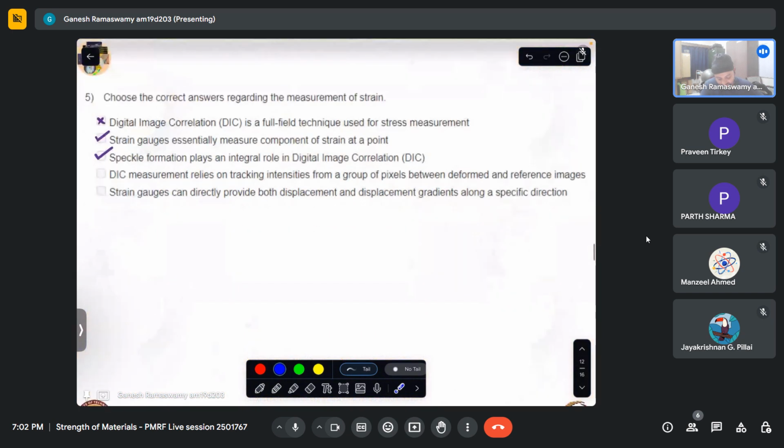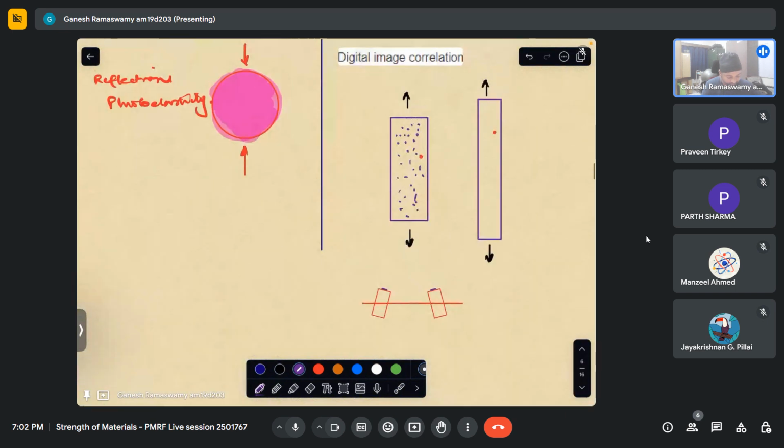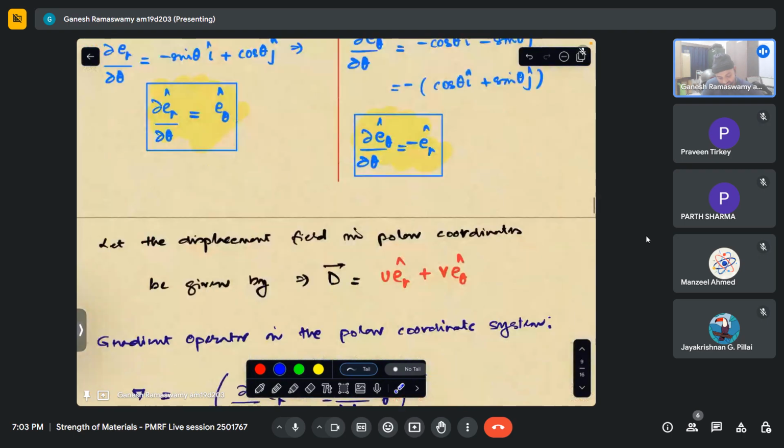DIC measurement relies on tracking intensities from a group of pixels between deformed and reference images. So in the context of our previous discussion, this will be our reference image. Initially when I start out the test, just before the load is applied, I will take an image of this. Then I'll apply the load and keep on taking images. So the starting image will be my reference against which my future acquired images will be compared so as to measure the displacements and strains and so on. So DIC, yes, this is true.